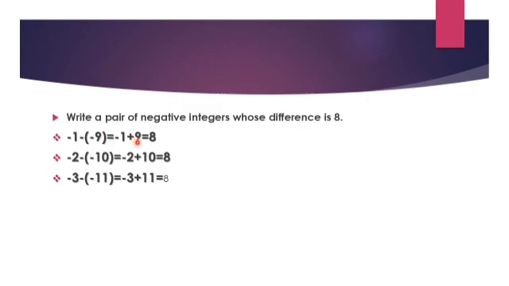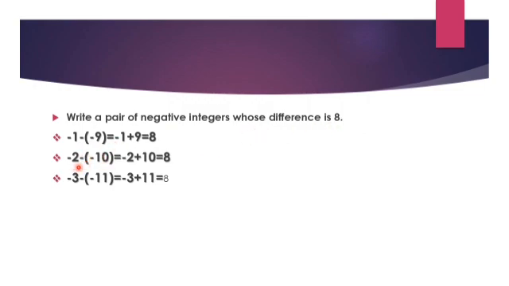-1 is a negative, 9 is a positive. Then how can we add them? We subtract the numbers and put the sign of the bigger number. 9 minus 1 is 8, and we get the answer as positive 8. We can make the difference of two negative integers as 8 in any way.